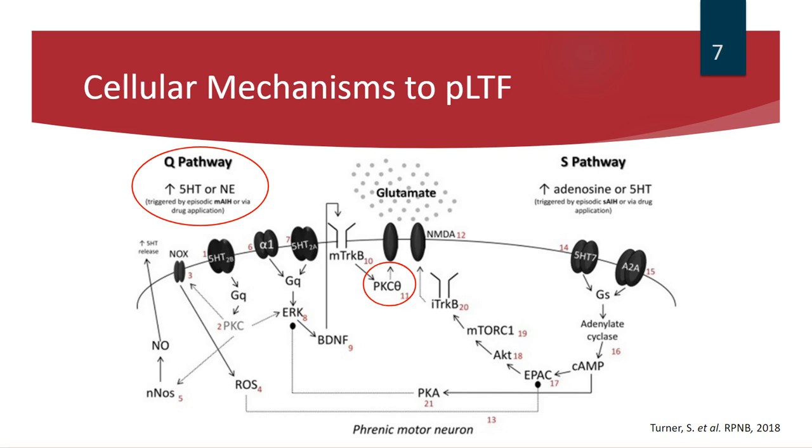Now, as you can see, there's a whole other pathway on this slide, the S pathway. The S pathway is a dominant pathway to phrenic long-term facilitation if we're using a more severe hypoxic stimulus. So for example, instead of using 10% to 12% hypoxia, we reduce it down to 6 to 9% hypoxia. Then we can induce phrenic long-term facilitation via this primarily adenosine-dependent and Gs-coupled protein receptor pathway.